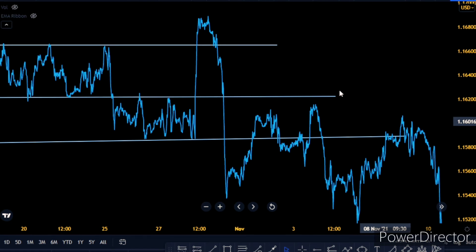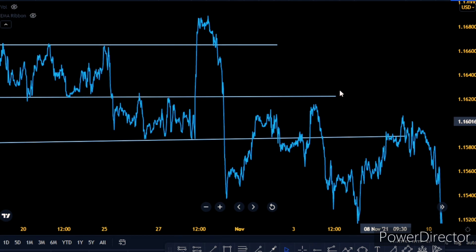So this is how to draw a perfect support and resistance level. Just change your chart to line. Once you change it to line, you'll be able to see. It will erase all the wicks.